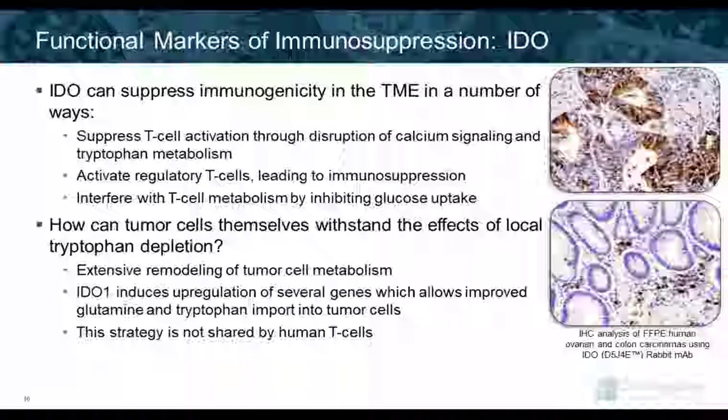For example, tumor cells can remodel their cellular metabolism by upregulating several genes which allow improved glutamine and tryptophan import into the cell. And on the right here, I'm just showing a few images of IDO staining. On the top, you can see an ovarian carcinoma, while on the bottom we have a colon carcinoma. And you can see IDO expression in the ovarian carcinoma is mostly in the tumor cells, while in the colon carcinoma, it's mostly on immune cells within the stroma and the lamina propria.